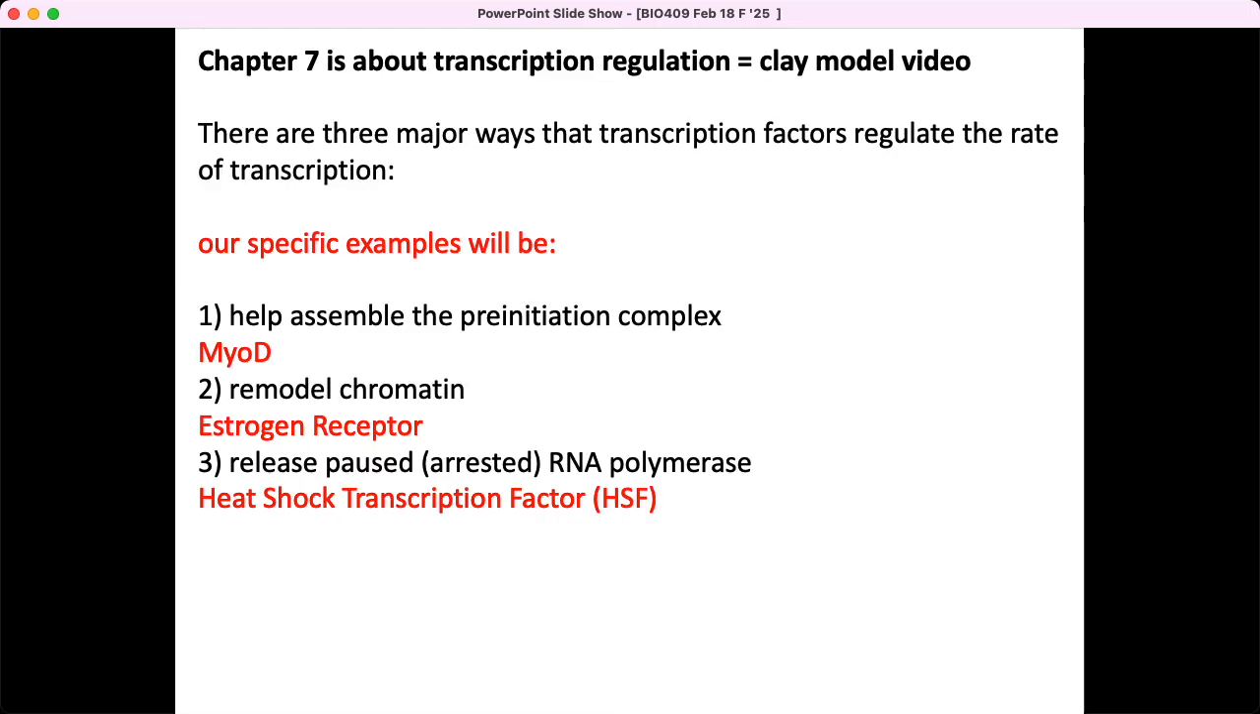And then there's this one, and that is that one of the big things the book wants to explain in chapter 7 is remodeling chromatin, changing chromatin organization, because the DNA is always folded up. And so we have a really good example of that in the estrogen receptor.